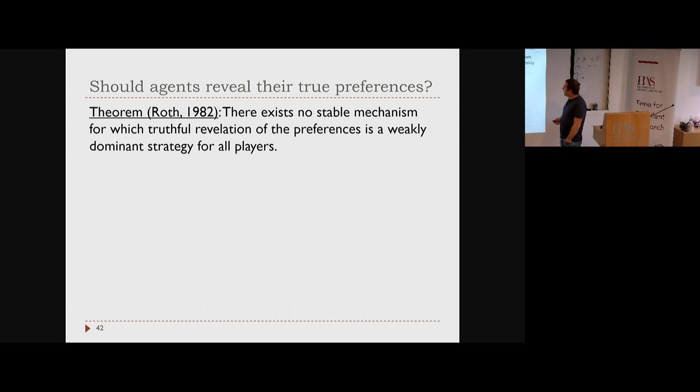Another theorem: there exists no stable mechanism for which truthful revelation of the preferences is a weakly dominant strategy for all the players, both the men and the women. Okay, so you cannot find a better stable mechanism, one in which everybody would have a dominant strategy to reveal their true preference. That's actually an easy theorem to prove, but again, I'm not going to prove it.